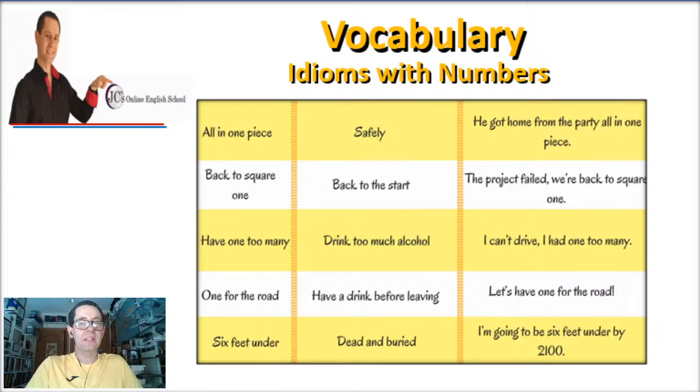But anyway, the last one is "6 feet under," which means dead and buried. You are no longer with us. For example, "I'm going to be 6 feet under by 2100."